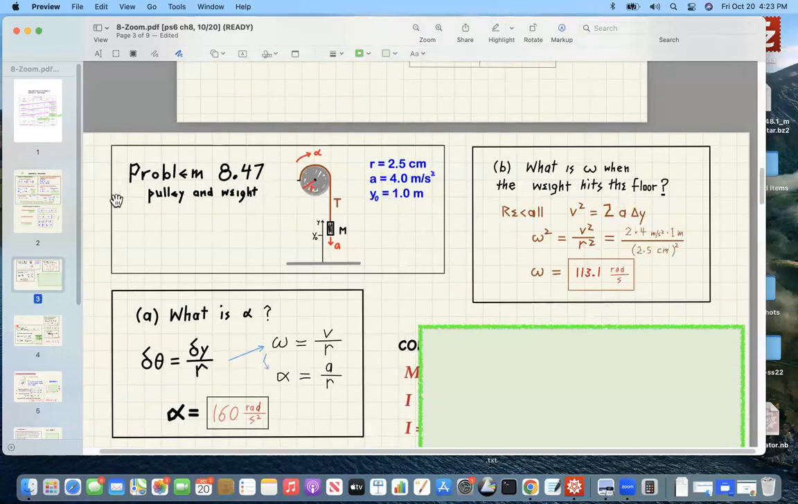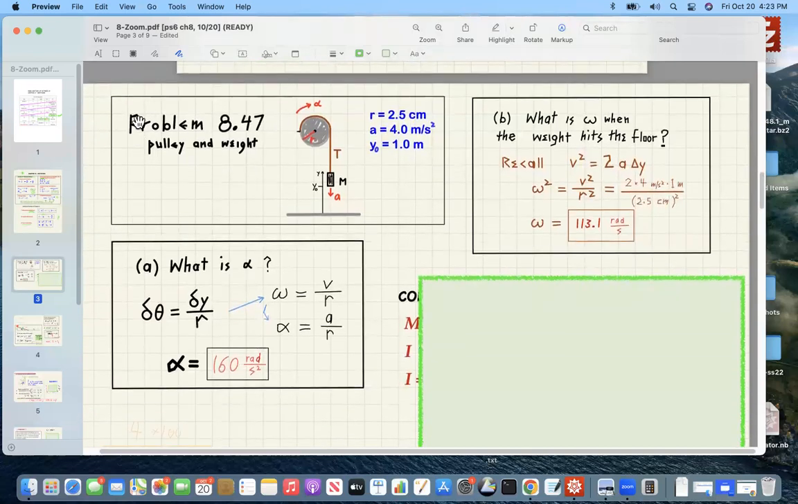Now, the rest of today will be to look at a few examples. These are examples taken from the homework assignment, which is due next Wednesday. Here's a problem from the chapter. It's problem 47, a pulley and a weight. So you have a disc and a little block which has a mass m. This disc has a radius r, and this block can go down from some initial height, 1 meter.